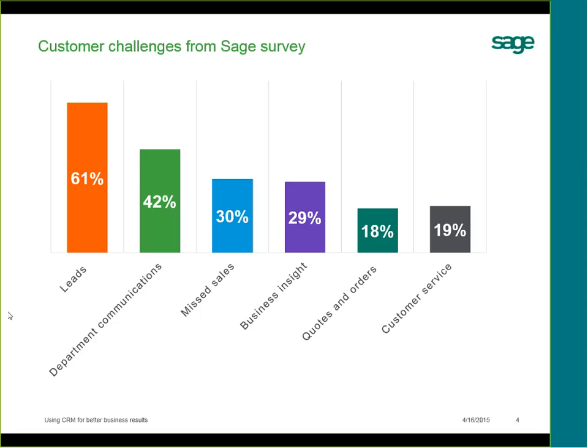And you can see how it goes down: business insights, quotes and orders, customer service. These are all very important issues that organizations like yourself might sit back and think, I could do a better job in this. I could do a better job on leads, business insights, being able to send out quotes and orders through a centralized location, and communicating across departments. These are all things that SageCRM is going to help you accomplish, to help you get caught up to speed.